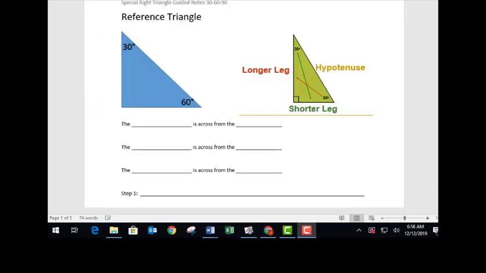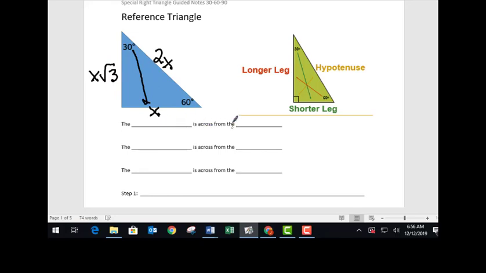So here we go. When we're talking about reference triangles, one of the things we're going to be looking at is that a 30-60-90 is a reference triangle. So across from, or opposite, the 30 is going to be x. The hypotenuse will be 2 times x, and across from the 60 will be x square root 3. So we know those pieces.